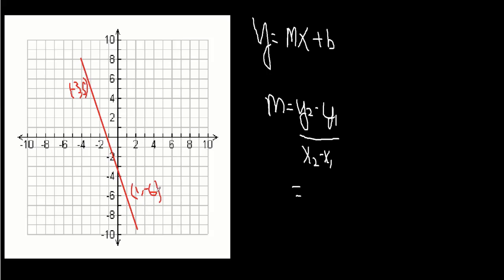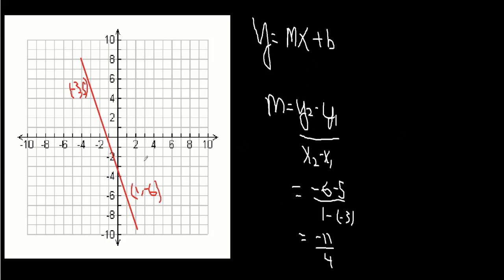So now we can take y2 and y1 and x2 and x1. So negative 6 minus 5, and we're going to be dividing that by 1 minus negative 3. So we have negative 11, and that will be divided by 4. So our slope is negative 11 over 4. And now all you have to do is find b, which is our y-intercept.